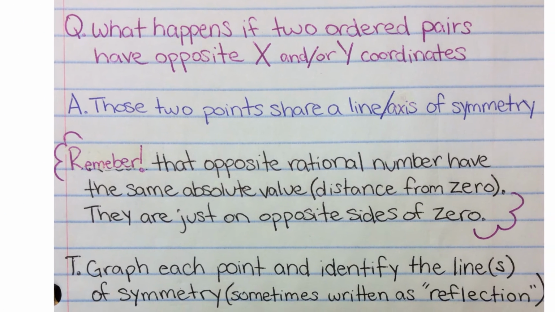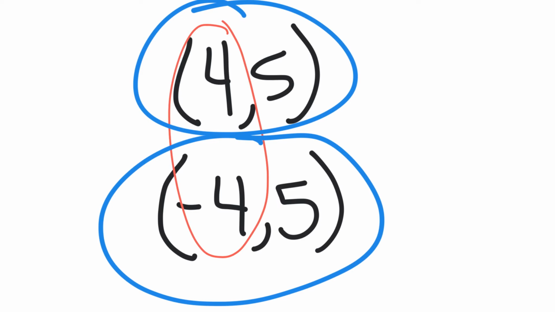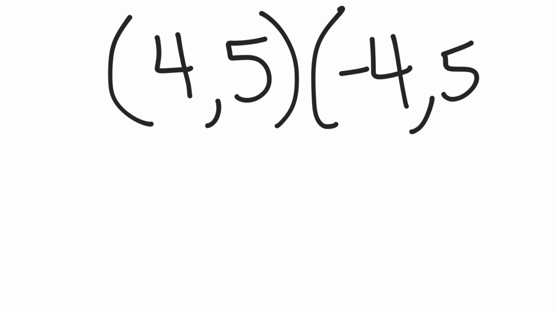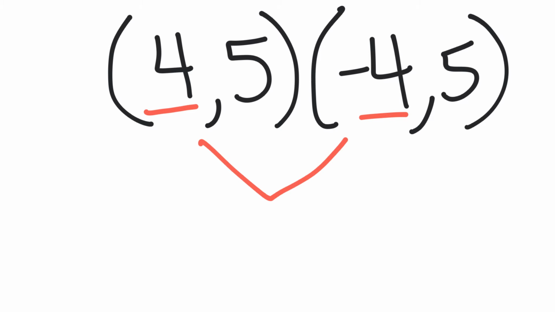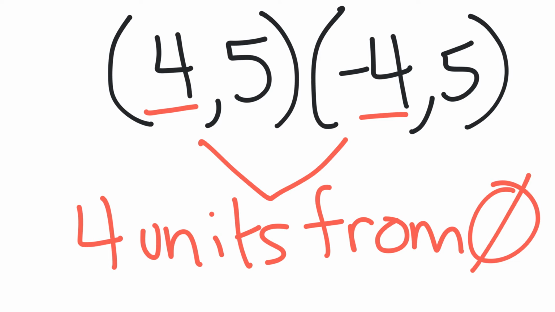Let's keep plugging through our notes. First off, we must remember that opposite rational numbers have the same absolute value, aka the same distance from 0. They are just on opposite sides of 0. If we look at the ordered pairs we're working with, we have 4, 5, and we have -4, 5. We remember that the 4 and the -4 have the same absolute value. These are both 4 units from 0. They're just on opposite sides.